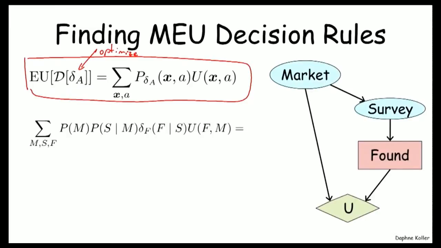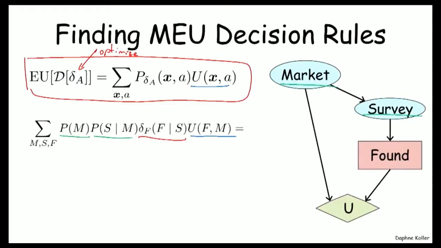The Bayesian network in this case has two original CPDs. There's P of M that comes in from the M variable. There's P of S given M, which comes out from the survey variable. And we have the CPD that is as yet to be selected, which specifies the decision rule at the action F. And then multiplied with all that is the utility, which depends on the decision to found the company and on the true market value.